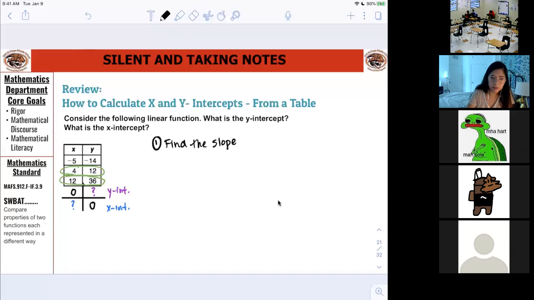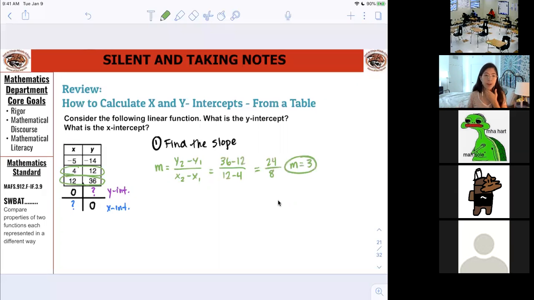And just like Lauren was saying, we're going to plug it into the formula: y2 minus y1 over x2 minus x1. So what would I plug in here? 36 minus 12, and then 12 minus 4. All right, perfect. What do we got? 36 minus 12 is 24, and 12 minus 4? 8. And what's 24 divided by 8? 3. So we got the slope.